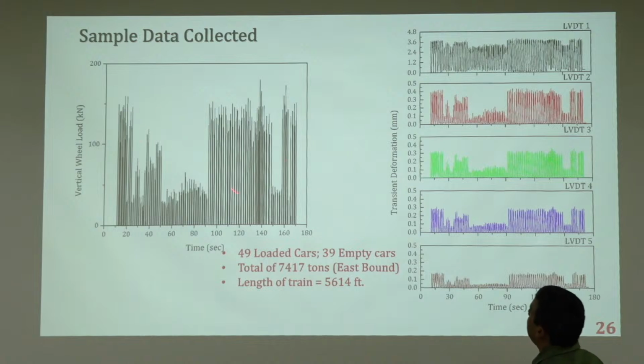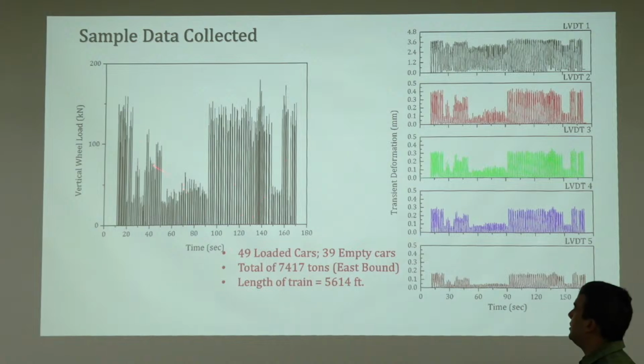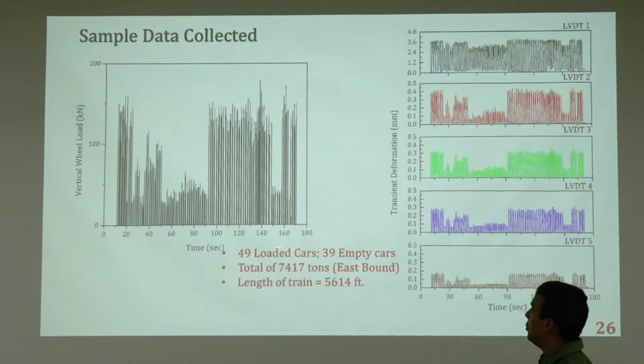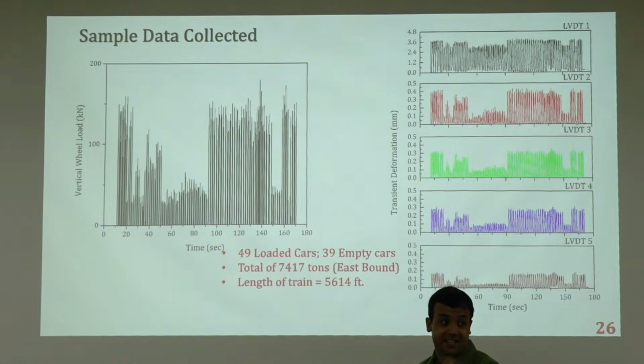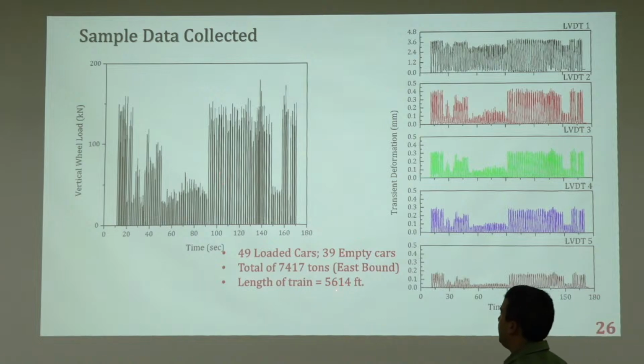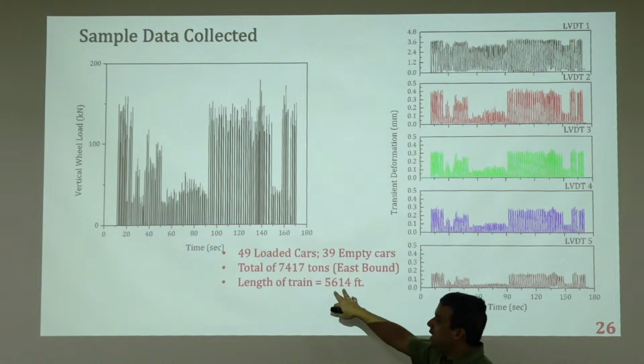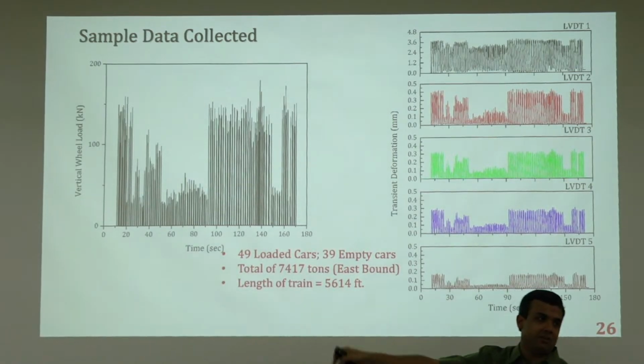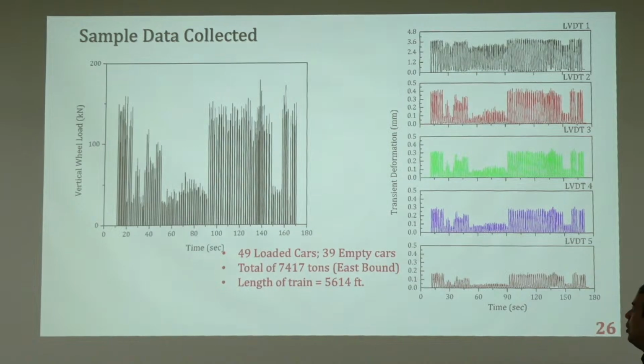And this is sample data collected. This is one train. As you can see, this is a freight train, or goods train, as you call it. It goes over 180 seconds, almost 3 minutes to pass. It's very, very long and quite slow. 49 loaded cars, 39 empty cars. The length of the train was about 5,600 feet. So 5,280 feet is 1 mile, so it's more than a mile. It's quite long.